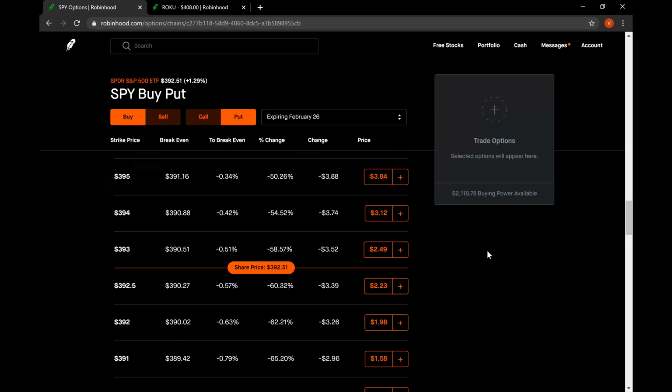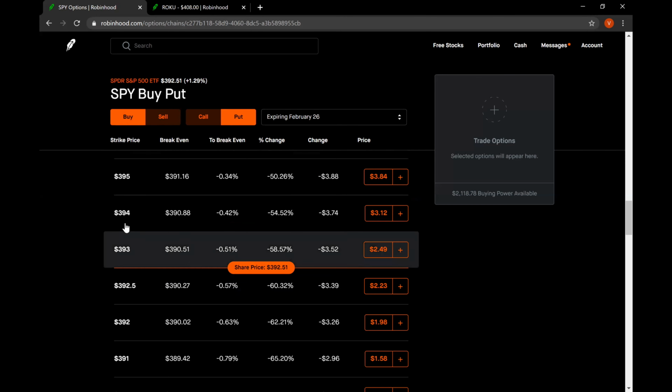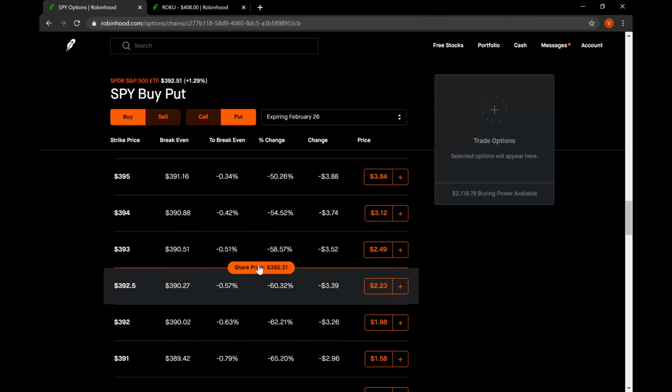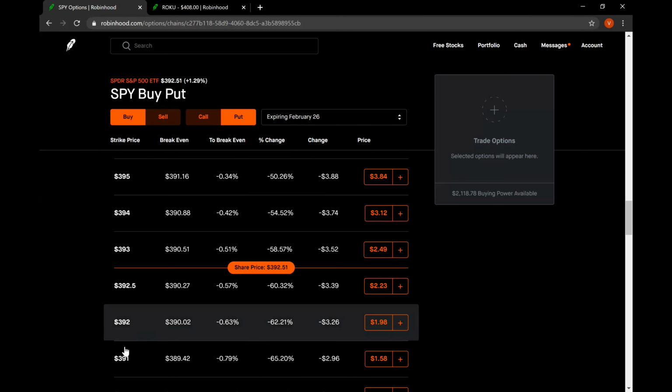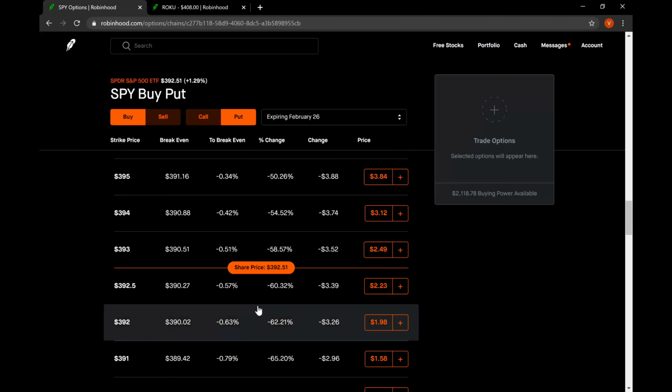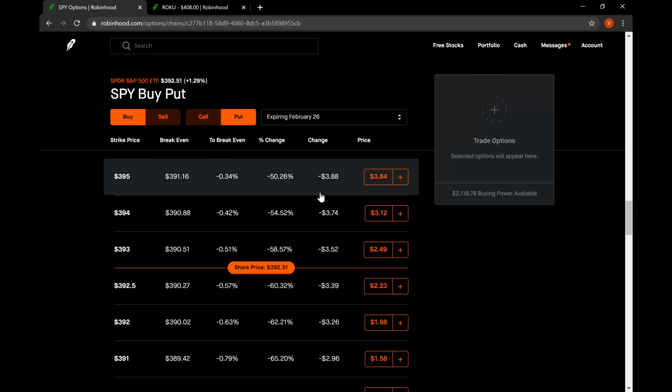So when you're looking at in the money for a put option, anything above the share price is considered in the money. So 393, 394, 395 is in the money, and anything out of the money would be considered anything below the share price. So 392.5, 392, 391 is out of the money. And like I said, in the money contracts are going to be much safer, but they're more expensive.